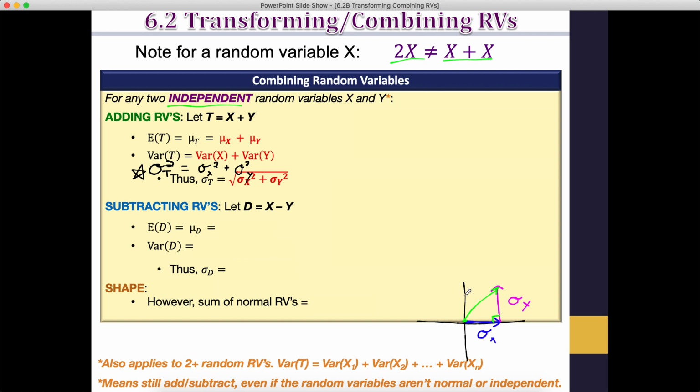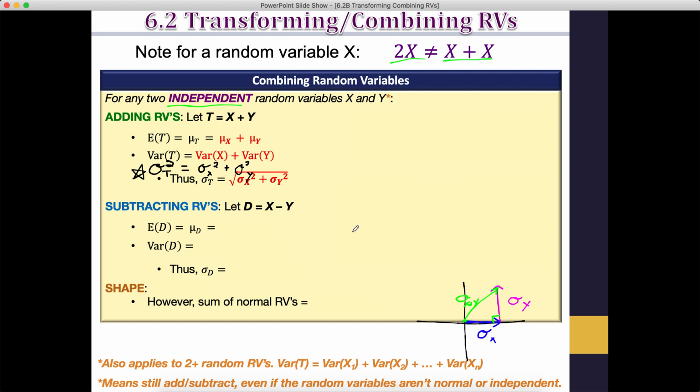So I end up here with sigma of x plus y. You can imagine if it was x minus y, I would just be dealing with the negative. I'd be in different quadrants where one of these things is negative. But it works the same way. I'd still end up with a right triangle where the blue squared plus the magenta squared equals the green squared.